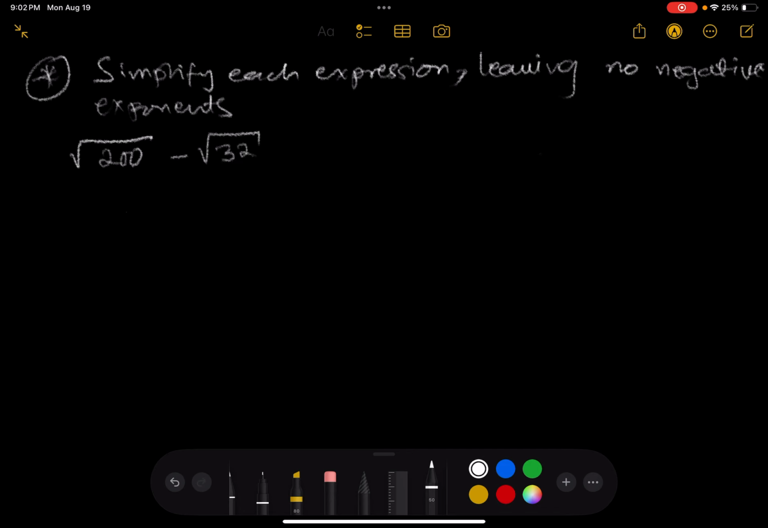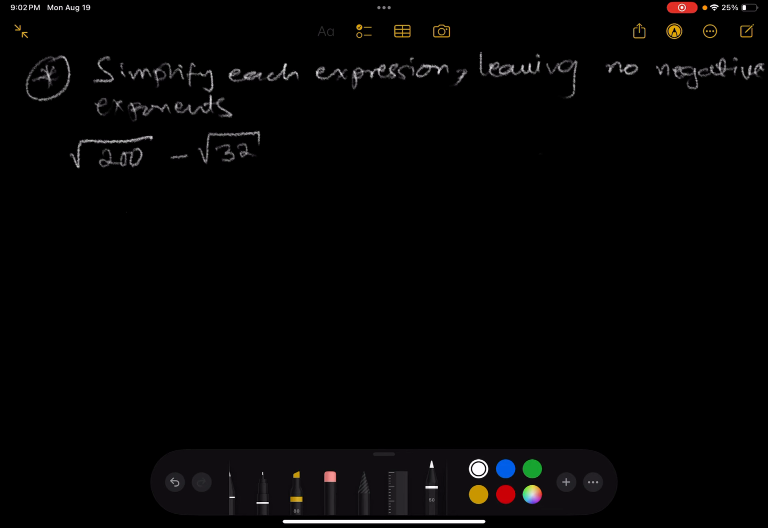So what they want us to do is to simplify this expression. How do we simplify it? We simplify this expression by looking for numbers in both of these square roots that have a perfect square. A perfect square could be something like, if I do 10 by 10, I get 100. If I do 2 by 2, I get 4. If I do 4 by 4, I get 16. If I do 5 by 5, I get 25.